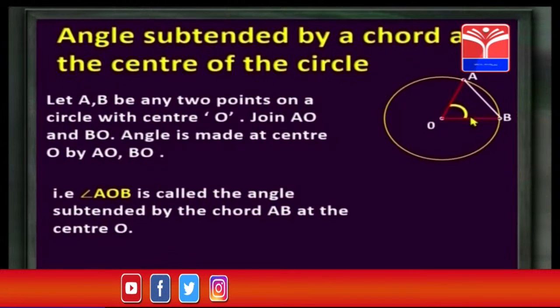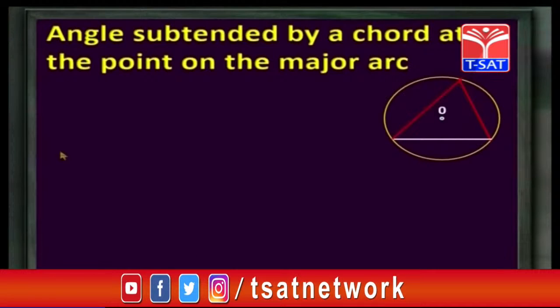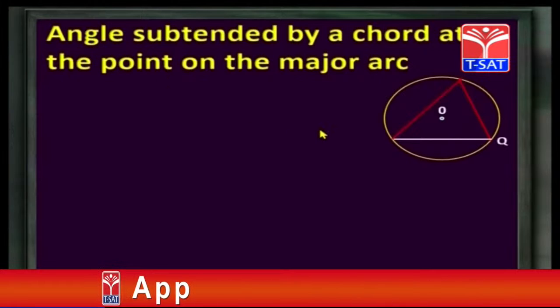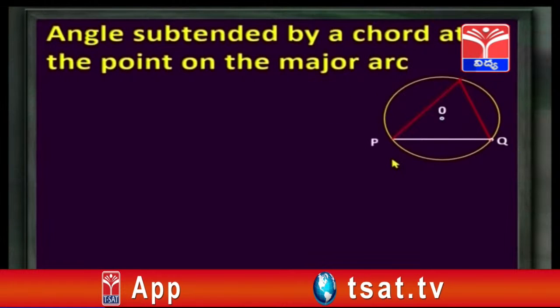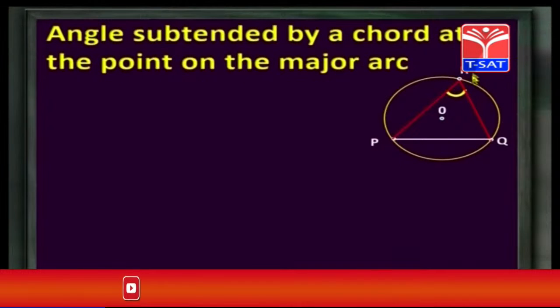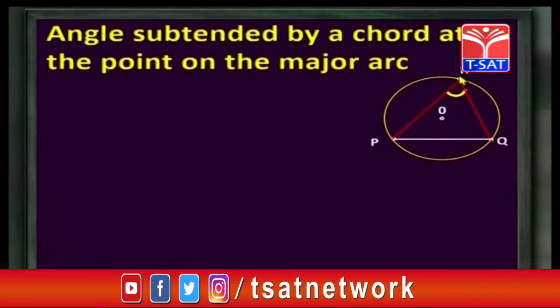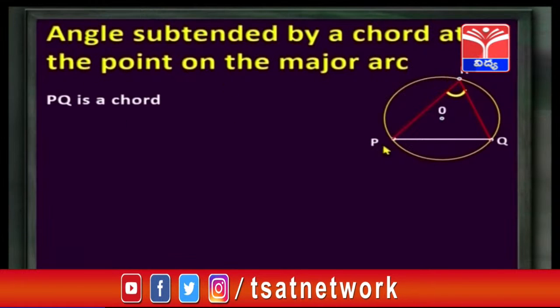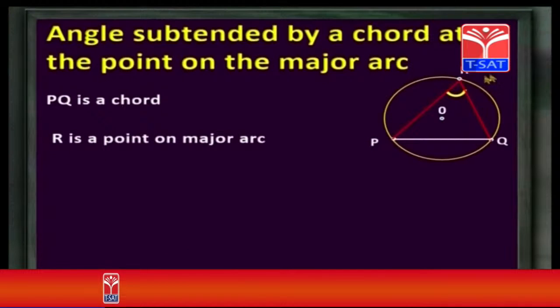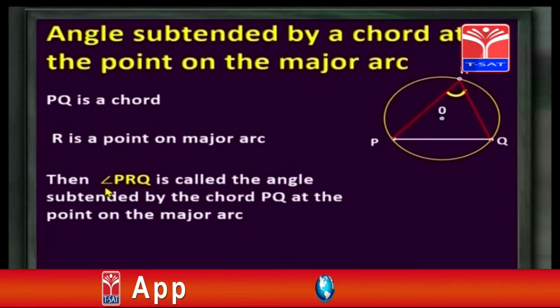Now, the angle subtended by a chord at a point on the major arc. Now see, this is the circle, PQ is a chord, R is a point on the major arc. So PQ is a chord here and R is a point on the major arc. The angle PRQ is called the angle subtended by the chord PQ at the point on the major arc.